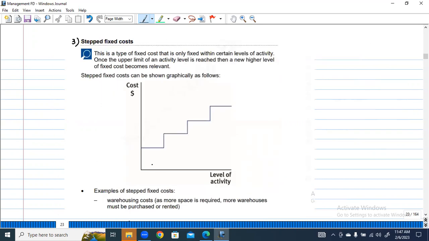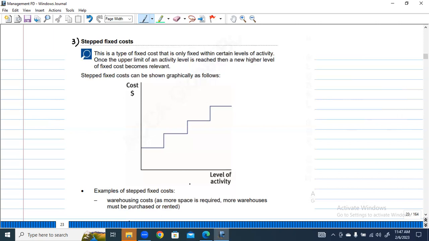By behavior, the third cost is stepped fixed cost. We talked about fixed cost, now we are talking about step fixed cost. What is step fixed cost? This is a type of fixed cost that is only fixed within a certain level of activity. Once the upper limit of an activity level is reached, a new higher level of fixed cost becomes relevant. It means the cost is fixed up to a certain range, but whenever that range is breached, there will be a step up in the cost. Such cost is known as step fixed cost.